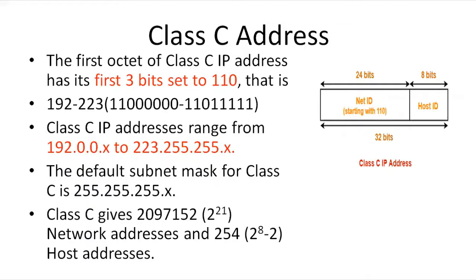Class C IP addresses range from 192.0.0.x to 223.255.255.x. The default subnet mask here is 255.255.255.x. Similarly, class C has 2 power 21 network addresses and 2 power 8 minus 2 host addresses available here.